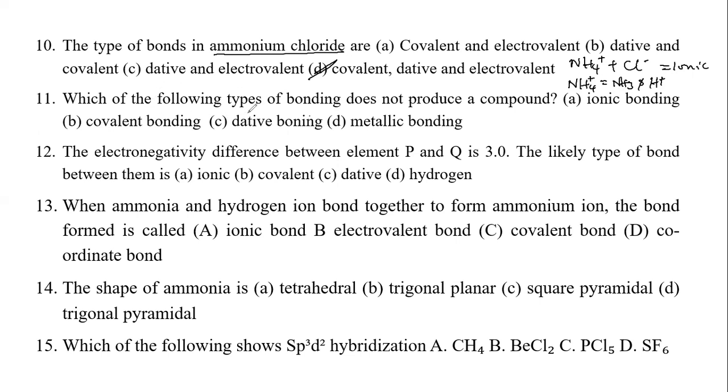Question number 11. Which of the following types of bonding does not produce a compound? The correct answer is metallic bonding. Metallic bonding only exists in a metal.